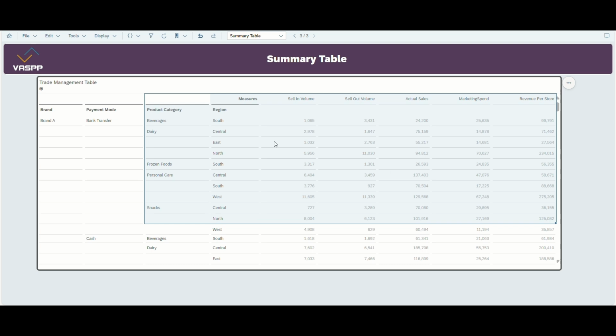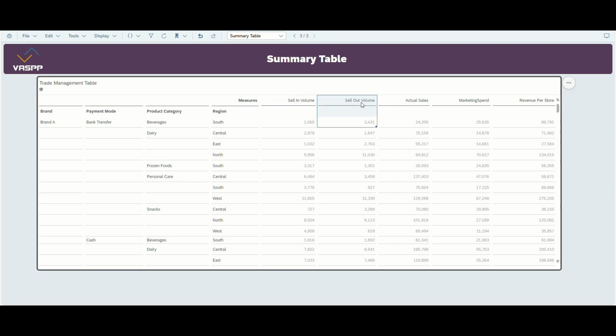Take brand A, operating under the bank transfer payment mode. Immediately, we see performance across multiple categories and regions, from beverages in South, to snacks in West, to personal care in Central. Let's zoom into the beverages segment in South. The sell-in volume stands at 1,065, but the sell-out is just 3,431 units, and only $24,200 in actual sales, despite $25,634 spent on marketing.